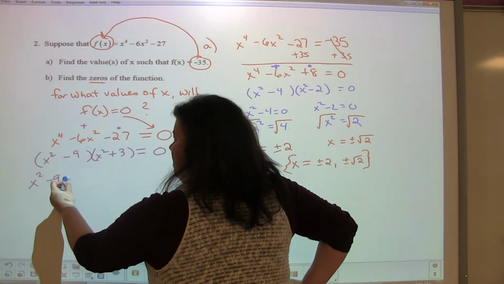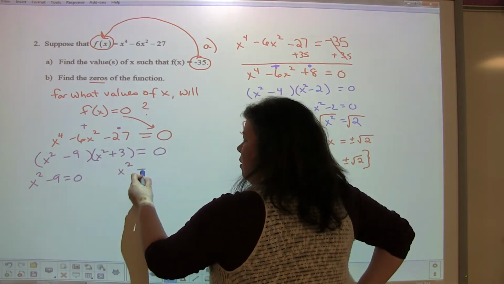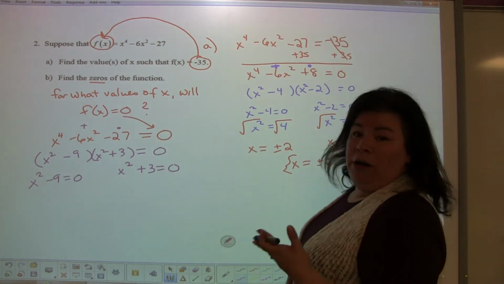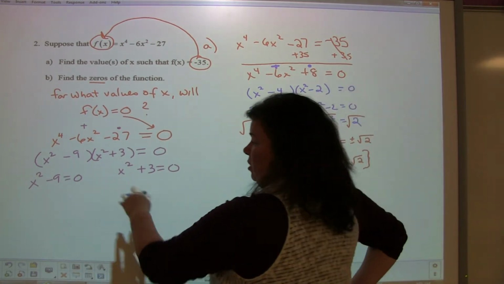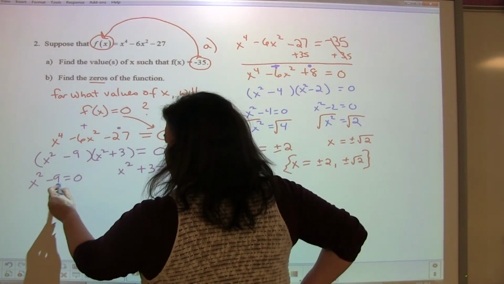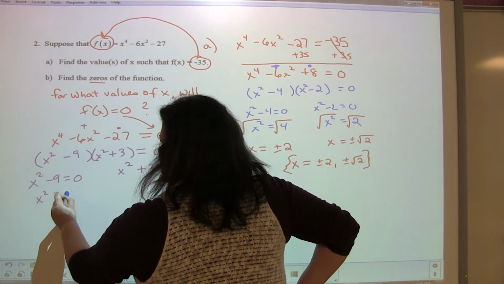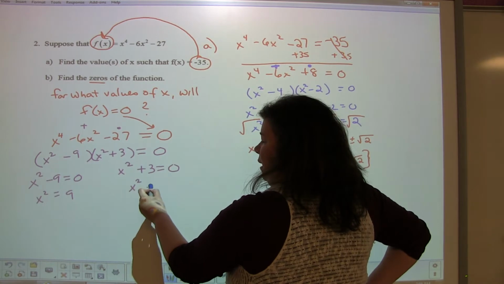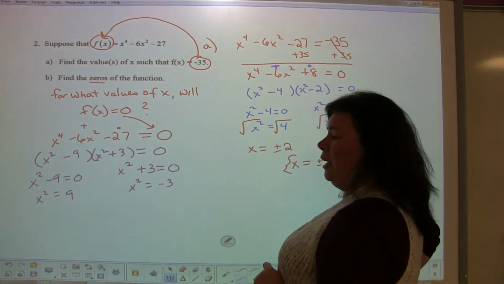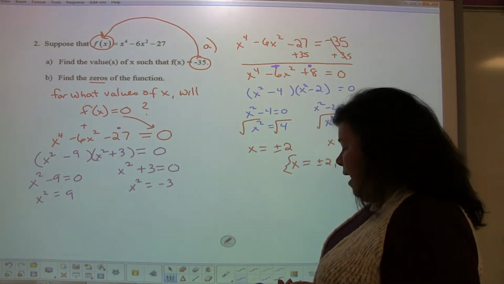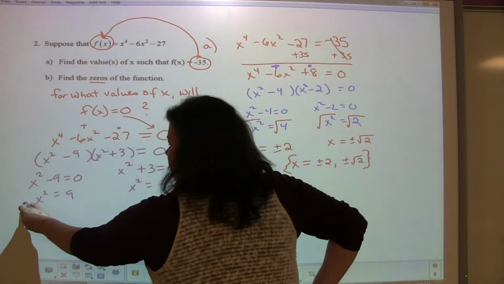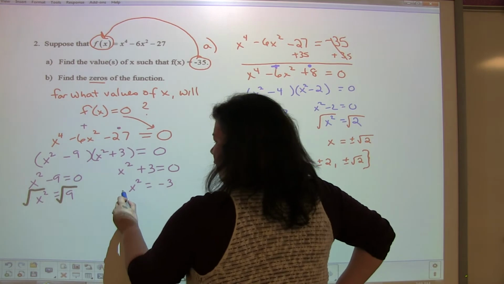From this point on, we are going to go ahead and set each factor equal to 0 using the zero product property. And then we're going to use the square root method to actually solve for x. So if we add 9 to both sides, we're going to get x squared equals 9 here. And if we subtract 3, we're going to get x squared equals negative 3. Now, to solve for x, we're going to square root both sides. So if we square root the left, we're going to square root the right.